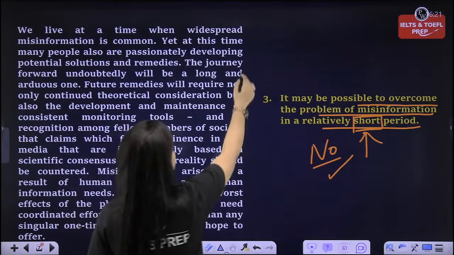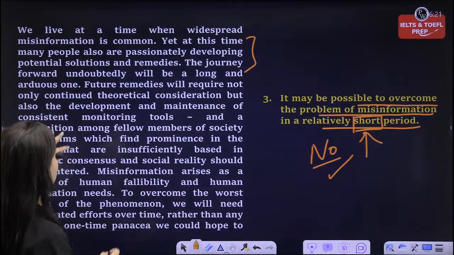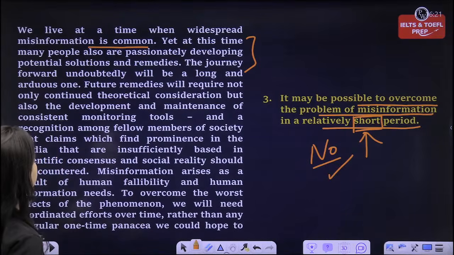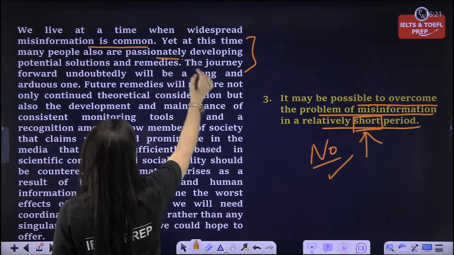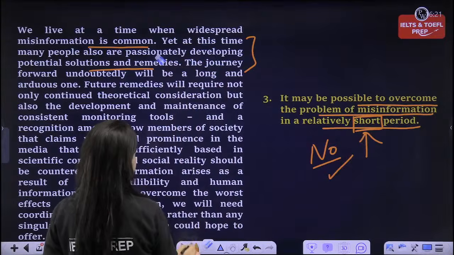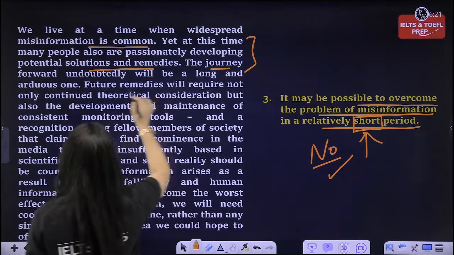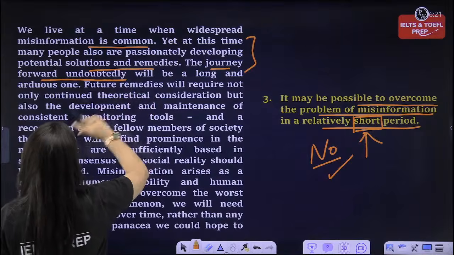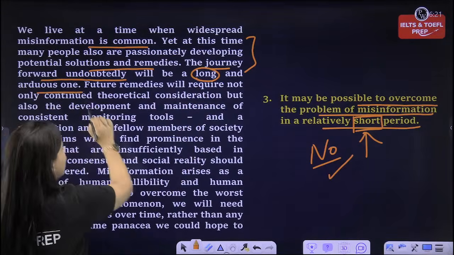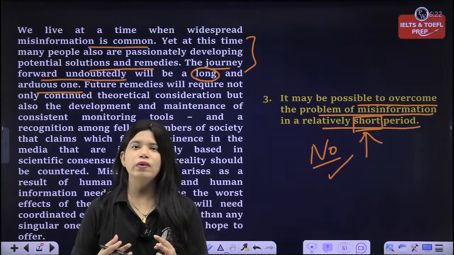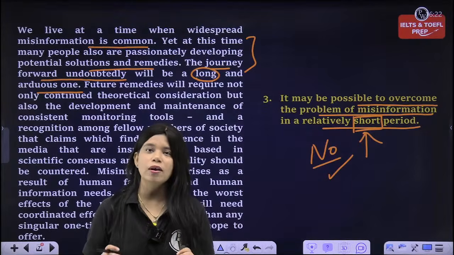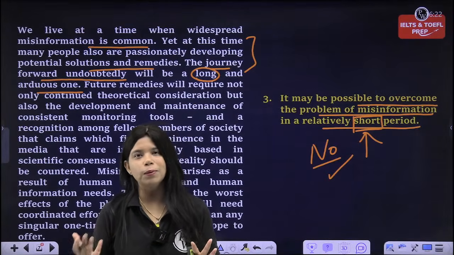So in the first few sentences, they are talking about it. It says we live at a time when widespread misinformation is common. Yet at this time, many people are also passionately developing potential solutions and remedies. And then it says, here is our punchline. It says, the journey forward undoubtedly will be a long and arduous one. Arduous means this journey of dealing with misinformation, of coming up with solutions, is going to be long and difficult. Arduous means difficult, probably boring also.